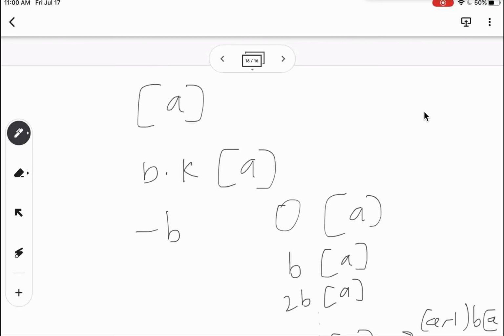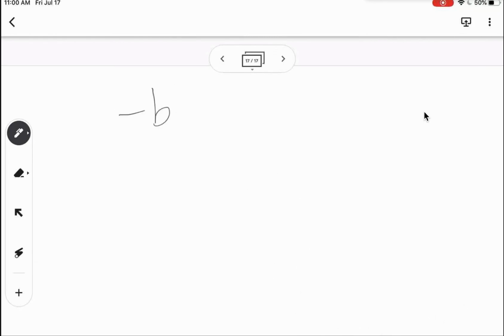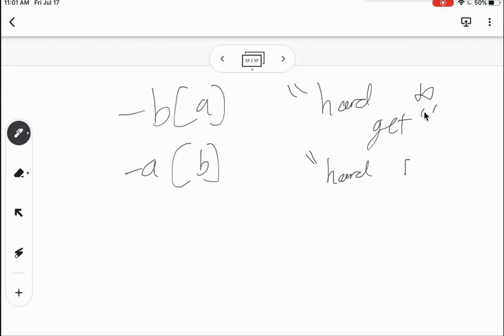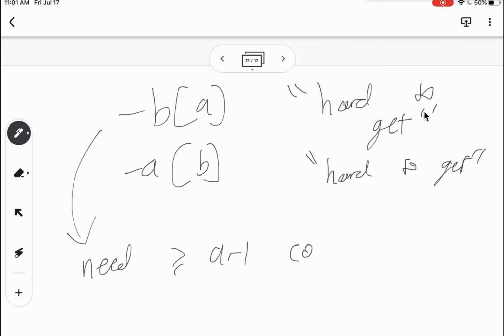Okay, my bad. I think this problem was actually kind of hard to solve with generating functions, so I'll just do it the normal way. Anyways, so if you notice, negative B mod A is kind of hard to get, right? And by the same token, negative A mod B is also hard to get. Because to get negative B mod A, then you would need at least A minus 1 coins of size B, right?